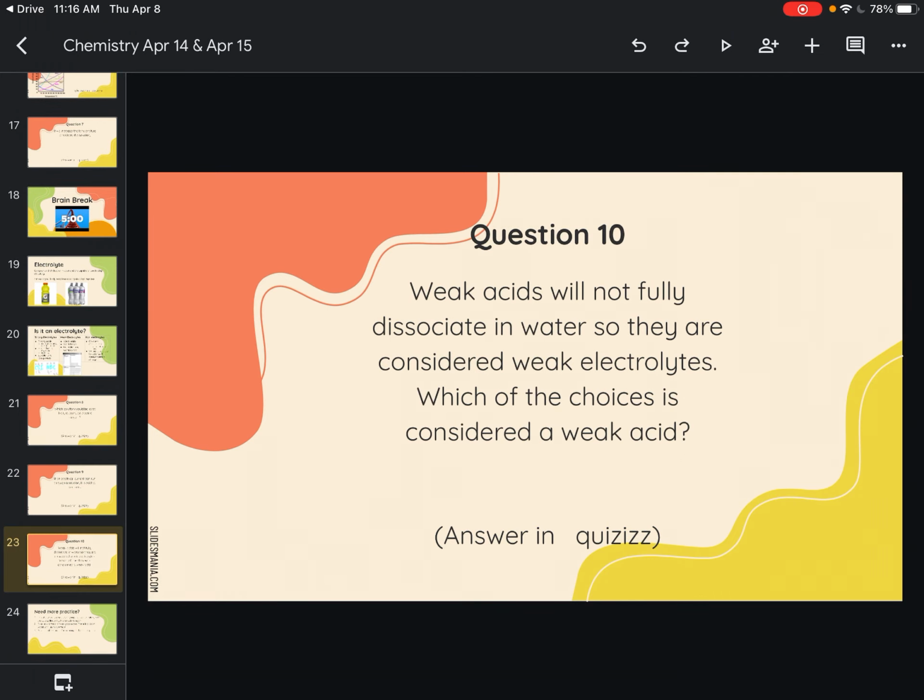Question 10, this will be your last one on that quiz. Weak acids will not fully dissociate in water, so they are considered weak electrolytes. Which of the choices is considered a weak acid? Remember that your weak acids are basically any acids that are not part of your strong acids list that I just gave you.